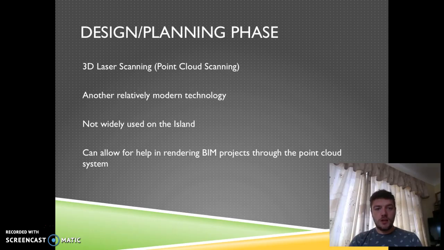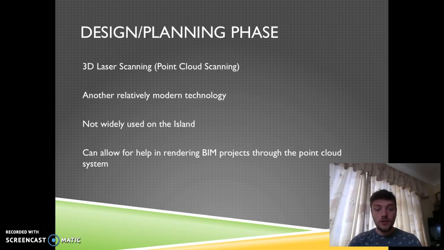One of the main advantages of point cloud scanning is it can help render BIM projects through the point cloud system. Each item within a point cloud system is given a number, and that number is representative of a scale. So all of the items are to scale.